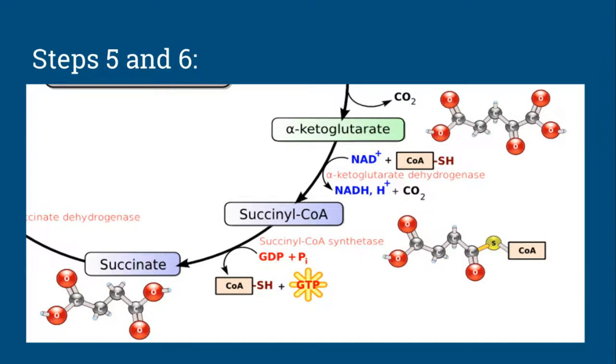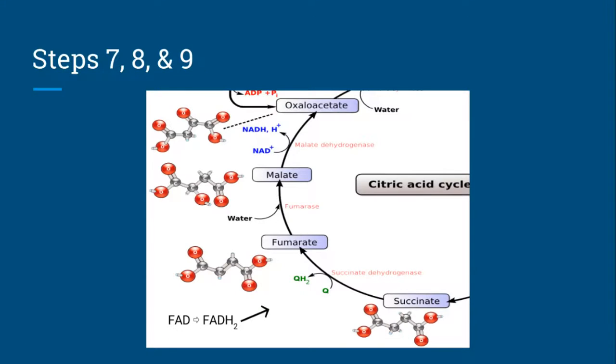The succinyl-CoA just created is then converted into succinate, a 4-carbon molecule, by an enzyme called succinyl-CoA synthase. This process yields 1 ATP molecule.